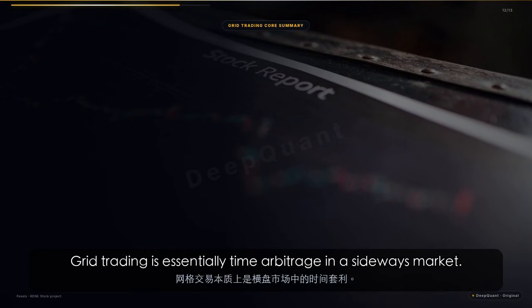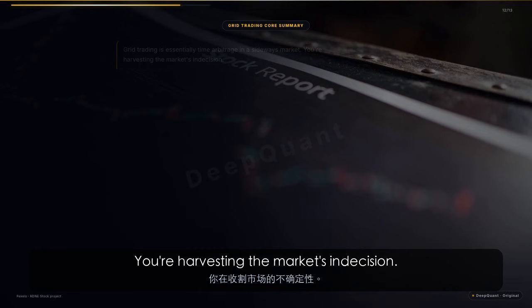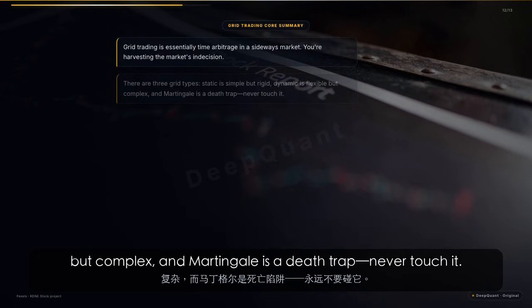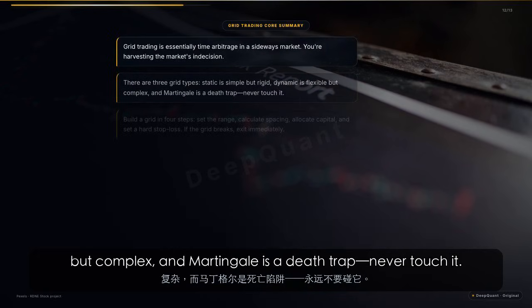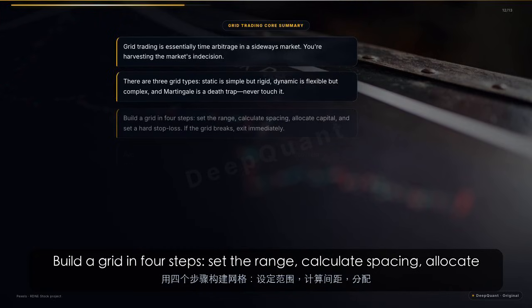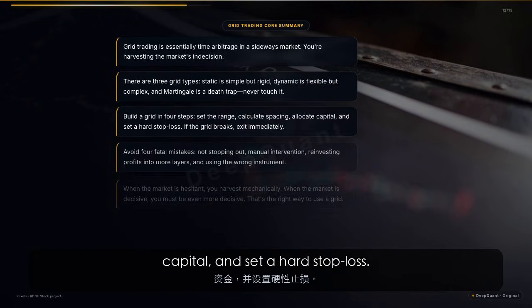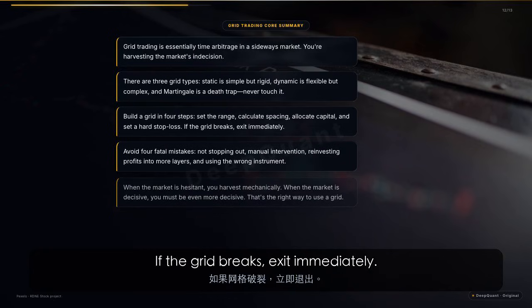Grid trading is essentially time arbitrage in a sideways market. You're harvesting the market's indecision. There are 3 grid types: static is simple but rigid, dynamic is flexible but complex, and Martingale is a death trap, never touch it. Build a grid in 4 steps: set the range, calculate spacing, allocate capital, and set a hard stop loss. If the grid breaks, exit immediately.